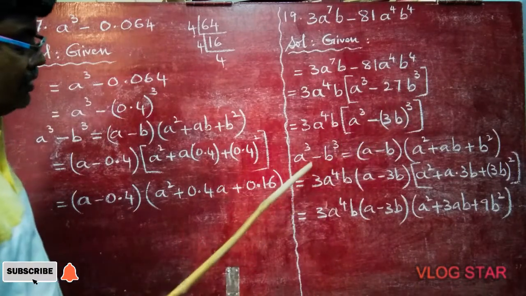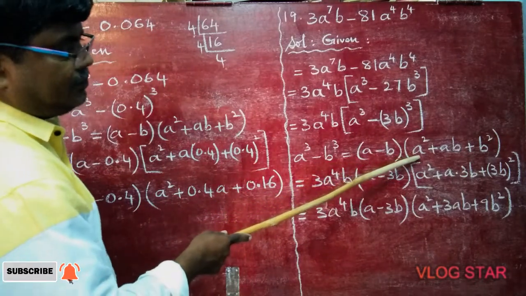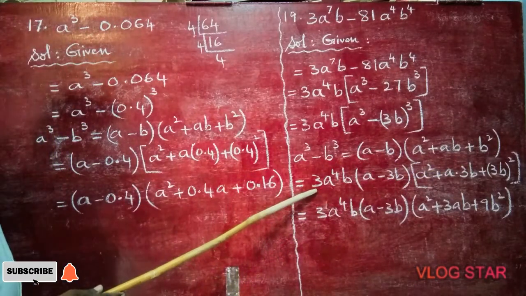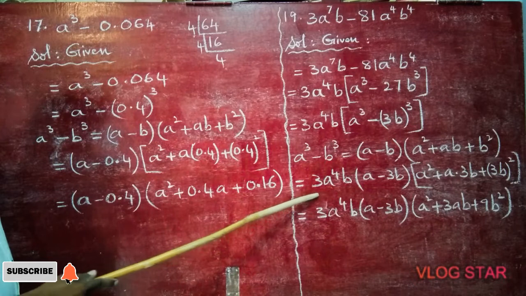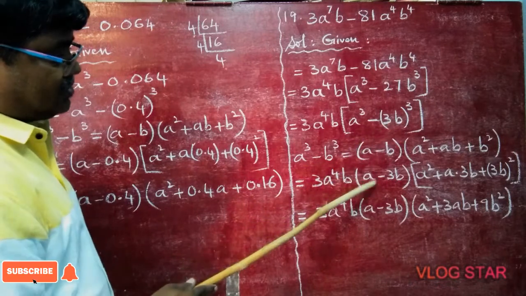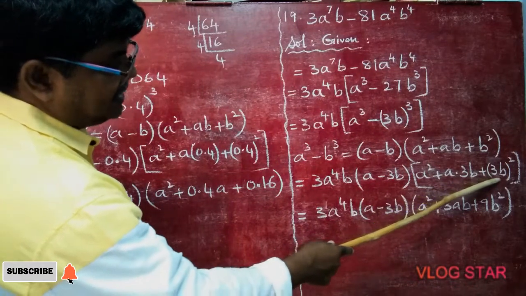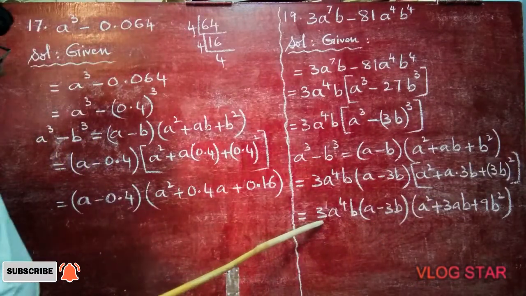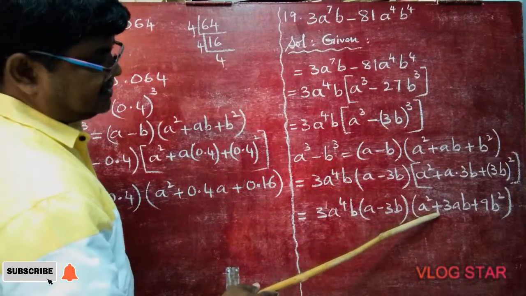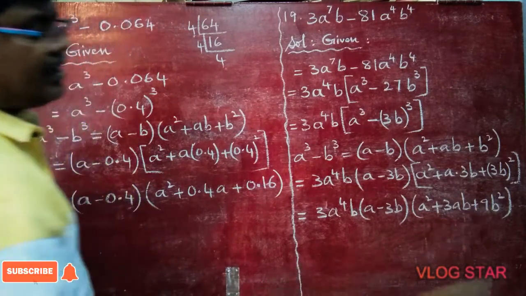So 3b whole cube. Which formula? A cube minus b cube is equal to a minus b into a square plus ab plus b square. Now what you took common you write first. 3a to the power of 4b into, in the place of a is there, in the place of b 3b is there. So a minus 3b into a square plus a into 3b plus 3b whole square. Now simplify it. 3a to the power of 4b into a minus 3b into a square as it is plus 3ab. A into 3b is 3ab plus 3b whole square means 9b square.